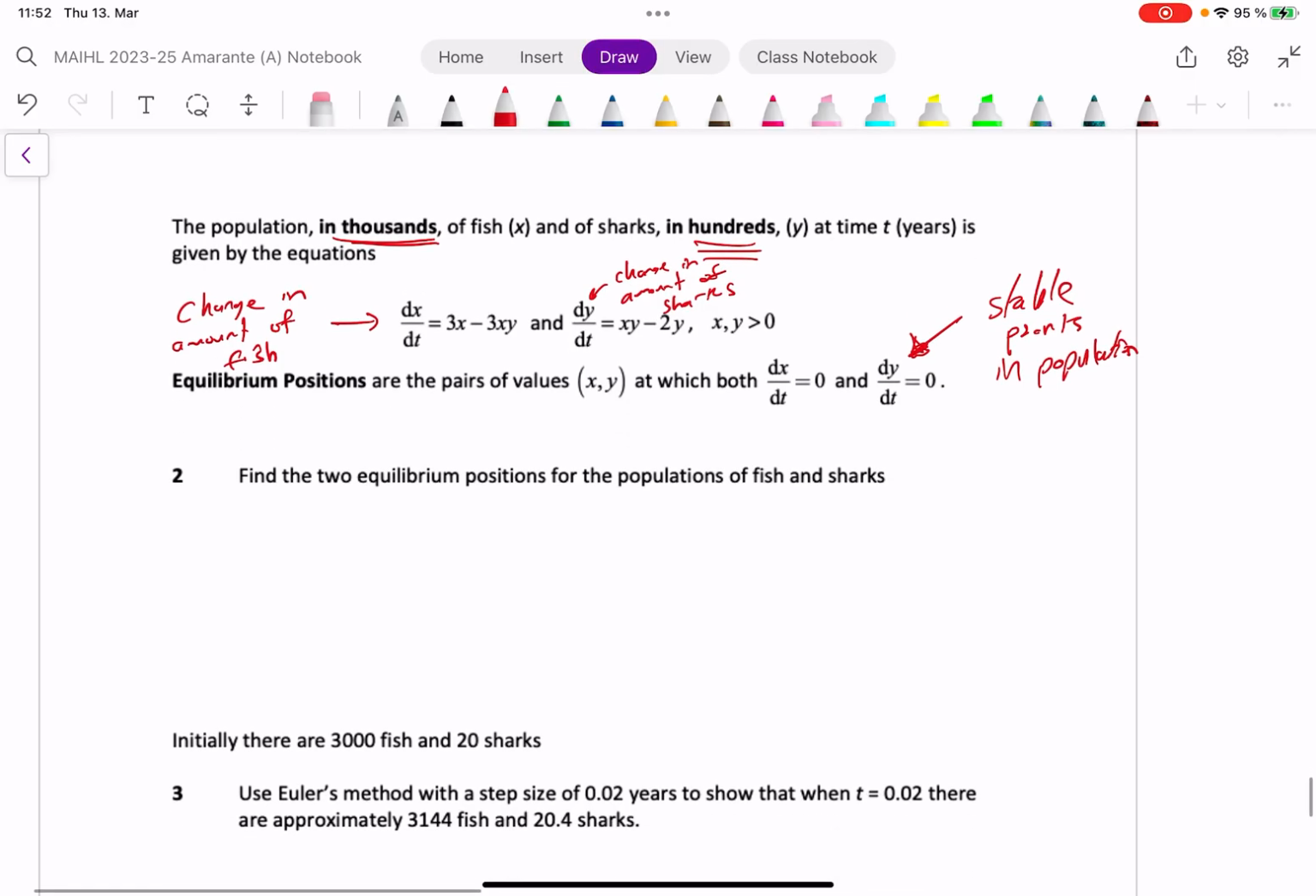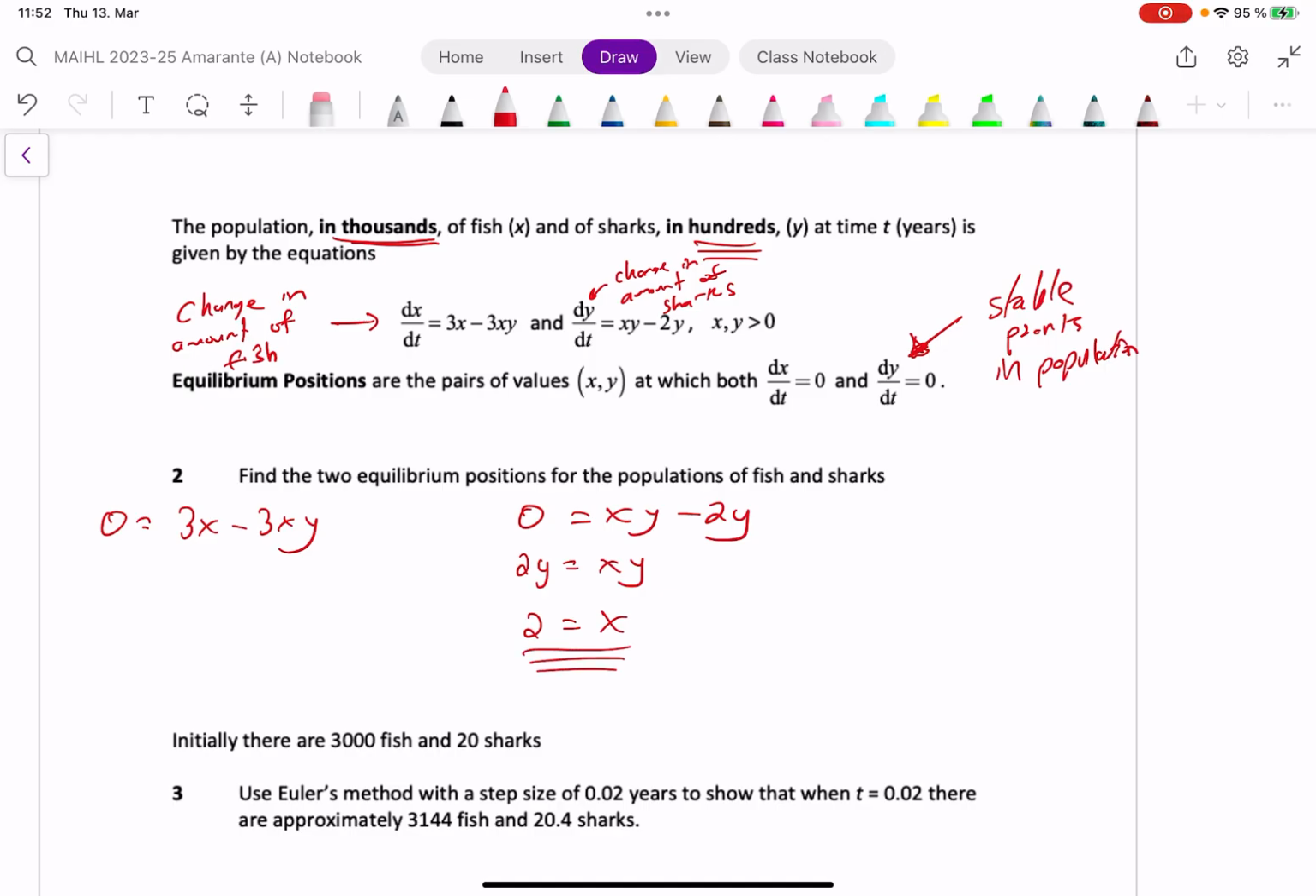And so here it says, let's find 2 equilibrium positions of the populations of fish and shark. So let's take our first equation and set it equal to 0, and our second equation and set it equal to 0. Right? So we want to figure out when the change in fish and the change in sharks both equal 0. And so we'll take a look at the one on the right first. I could add 2y, so 2y equals x over y. If I divide both sides by y, I get x equals 2. So in this case, x equals 2.